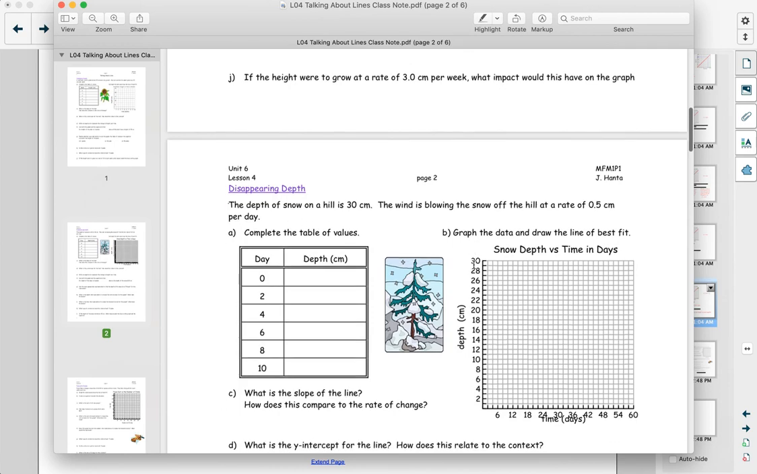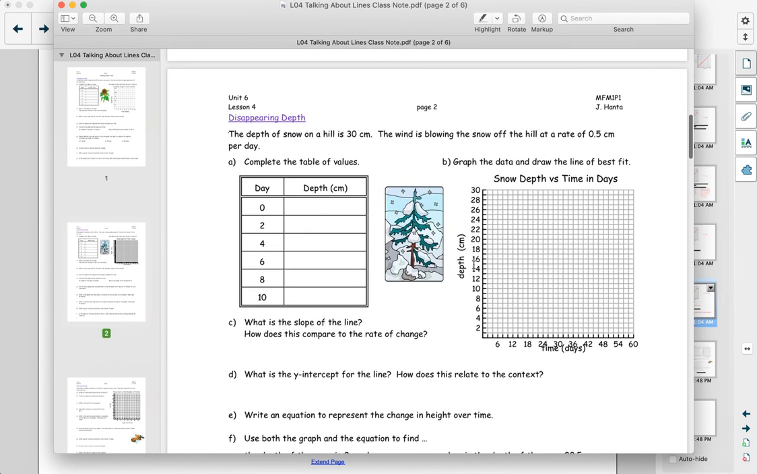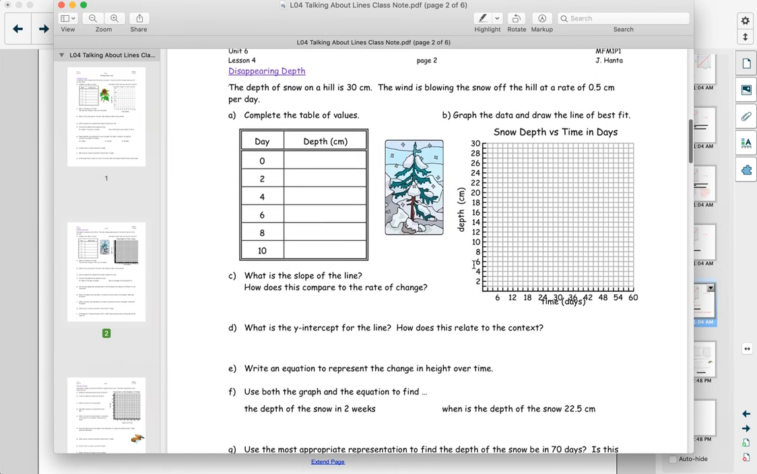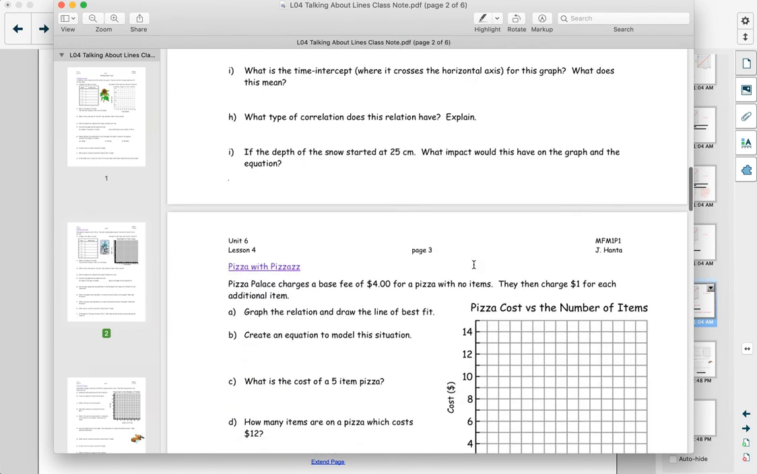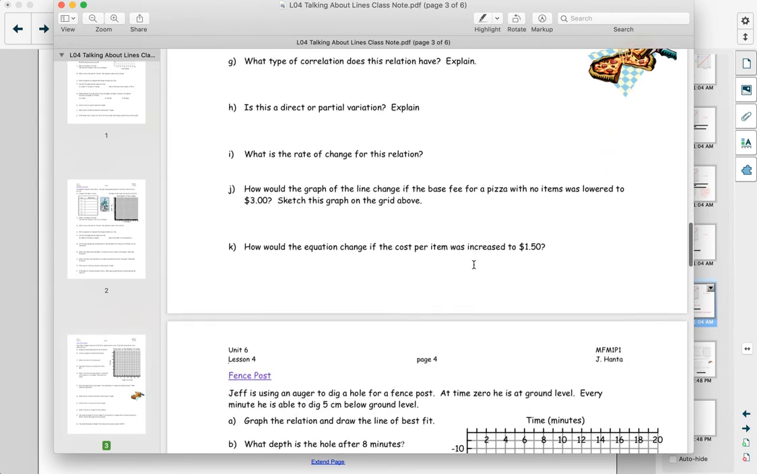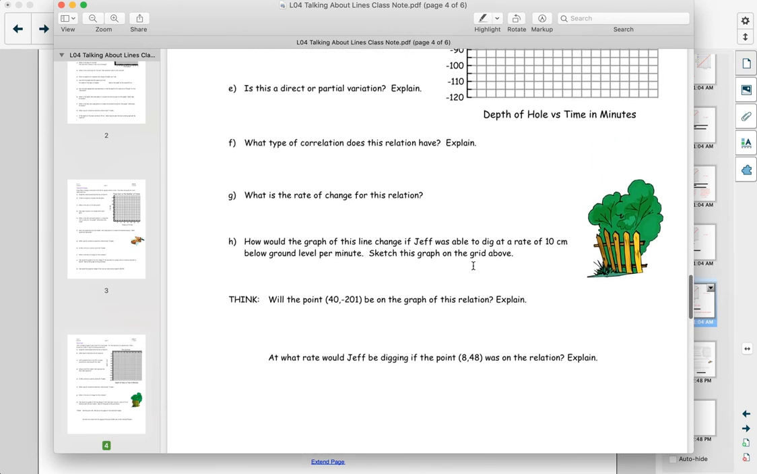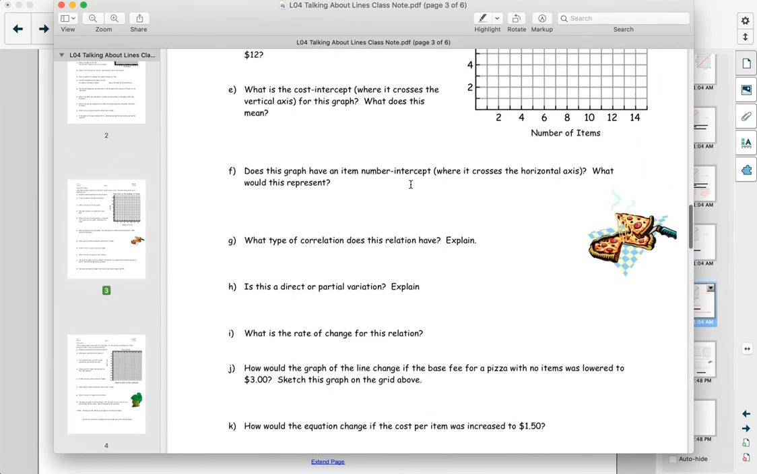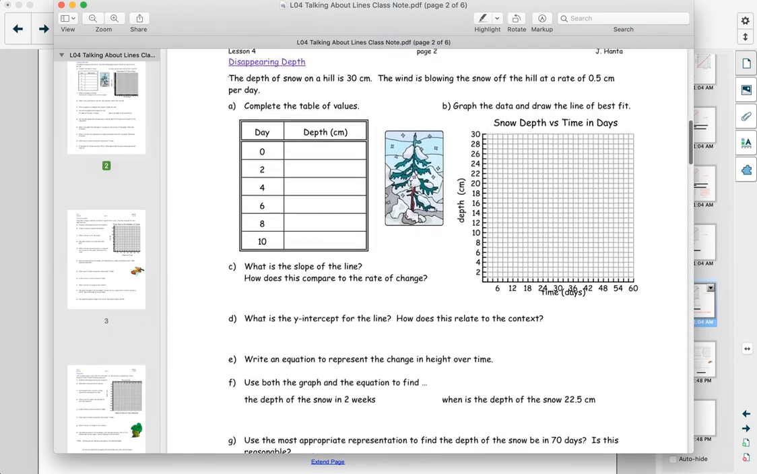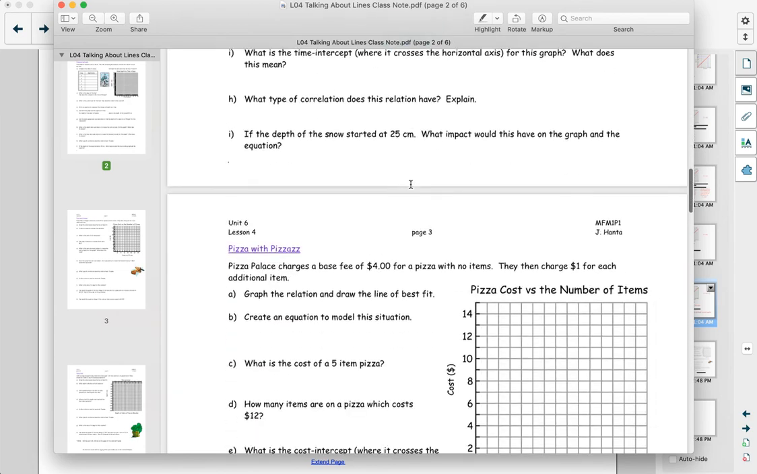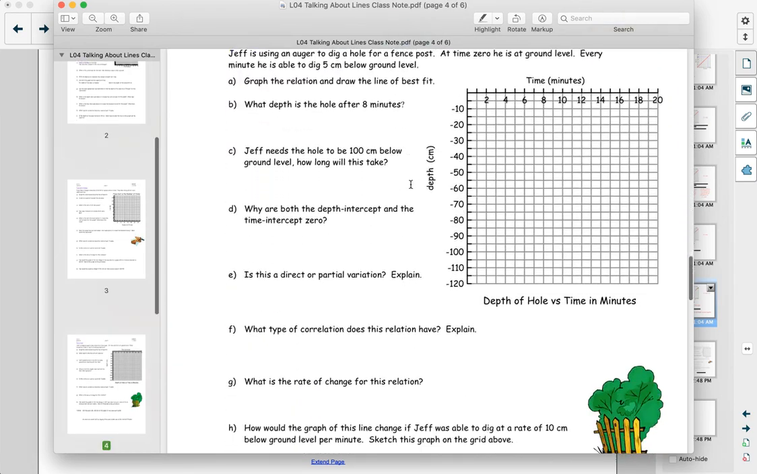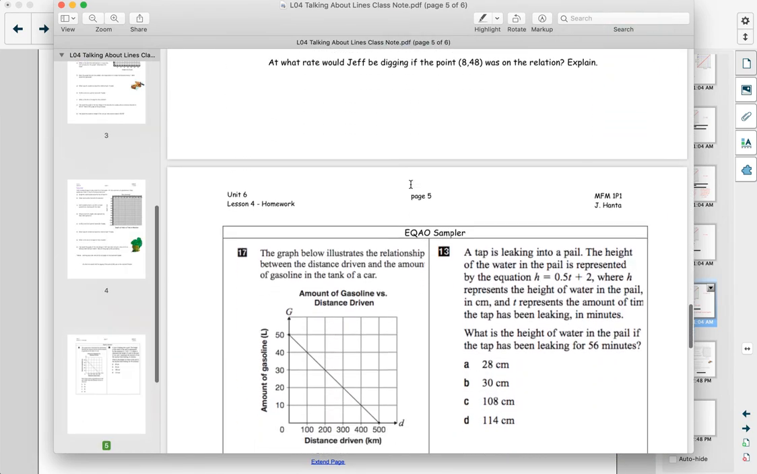All right, so now what you would do on your own is there are 3 more activities to go. There's disappearing depth, there is pizza with pizzazz, and there is fence post. Now, if we were meeting face-to-face, then I would be circulating, answering any questions you have. So I'm going to post the full solutions to these 3 extra activities, pages 2 to 4, and then you can check there. You can contact me if you have questions.